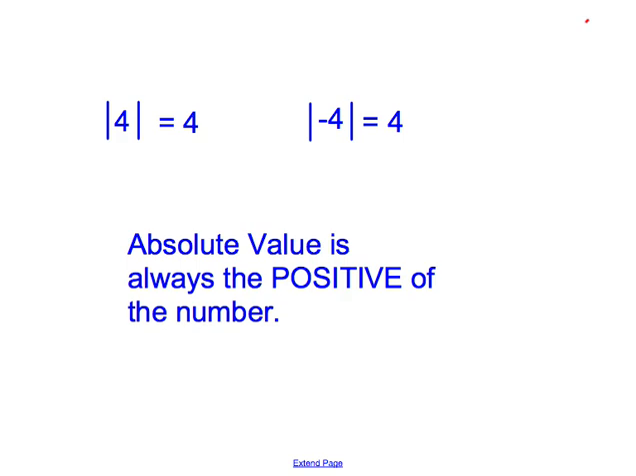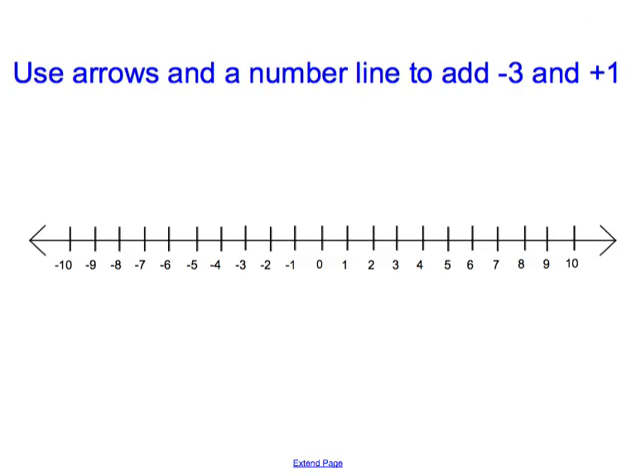So the absolute value of 4 is positive 4. The absolute value of negative 4 is still positive 4. Don't think of absolute value as being the opposite of a number, because it's not. The absolute value is the positive of an expression or of a number. And that's what this is right here.